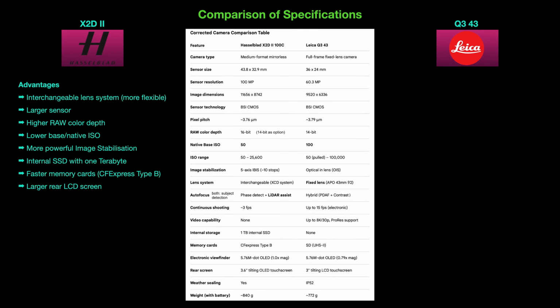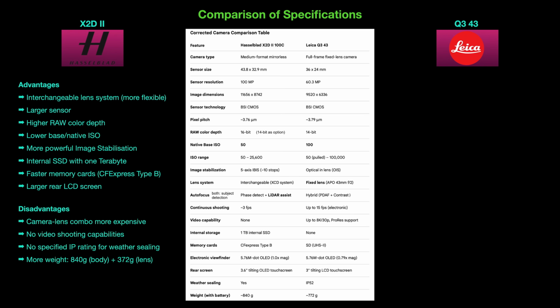We have an internal SSD, and that's a very powerful advantage with 1 terabyte built into the camera body. We have faster memory cards with CFexpress Type B, and we have a larger rear LCD screen. What are the disadvantages on the Hasselblad side? Well, we have a camera lens combo that is more expensive. As I said, pricing in a moment.